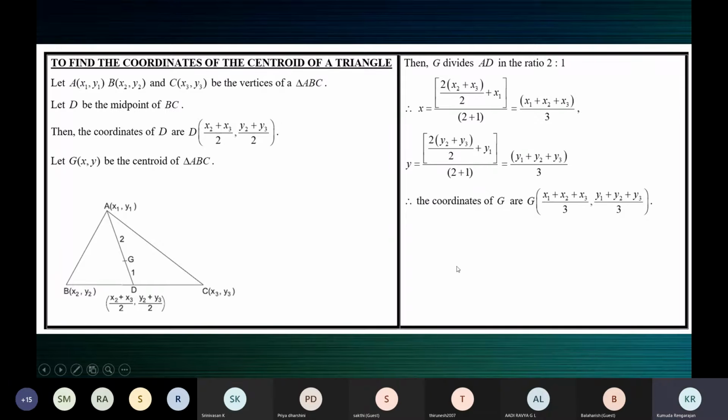So D is the midpoint of BC. To find the coordinates of D, use the coordinates of B and C, because D is the midpoint of BC. Take the x coordinates, x2 and x3, add them, x2 plus x3, and divide by 2. The formula is the sum of the x coordinates by 2, and the sum of the y coordinates by 2. Here, x2 is the x coordinate here and x3 is the x coordinate here.